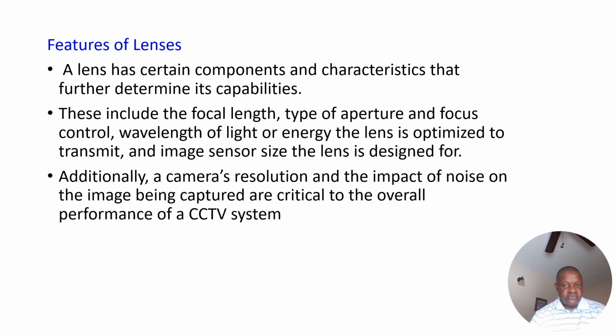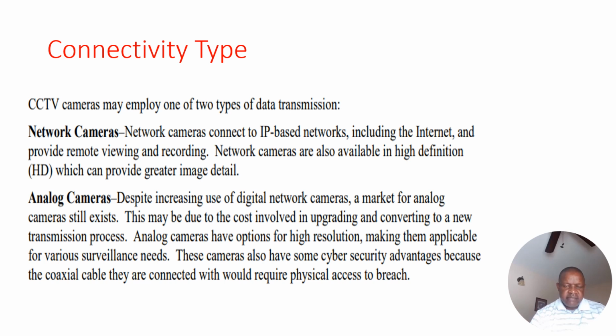A camera's resolution and the impact of noise on the image being captured are critical to the overall performance of a CCTV system. And then connectivity type. CCTV cameras may employ one of two types of transmission. Network camera: network cameras connect to Internet protocol based networks, including the internet, and provide remote viewing and recording. Network cameras are also available in high definition, which can provide greater image detail.